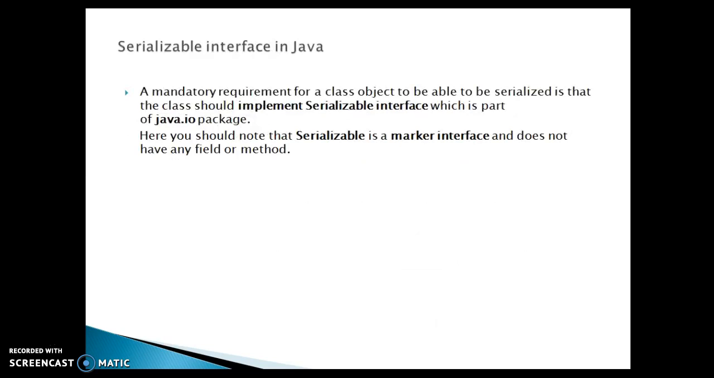Now, when we talk about the Serializable interface in Java, a mandatory requirement for a class object to be serialized is that the class should implement the Serializable interface, which is part of the java.io package. Note that Serializable is a marker interface, sometimes also referred to as a tag interface, and does not have any field or method. So if you want to make any object serializable, make sure the class implements the Serializable interface, which is a marker interface.